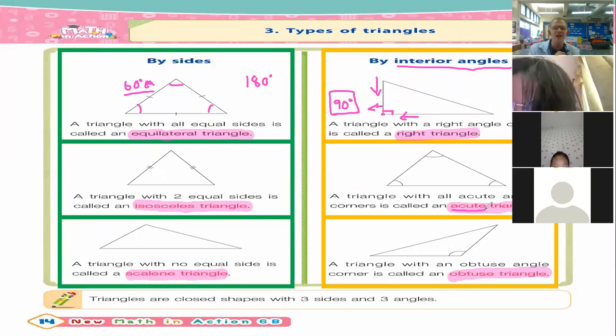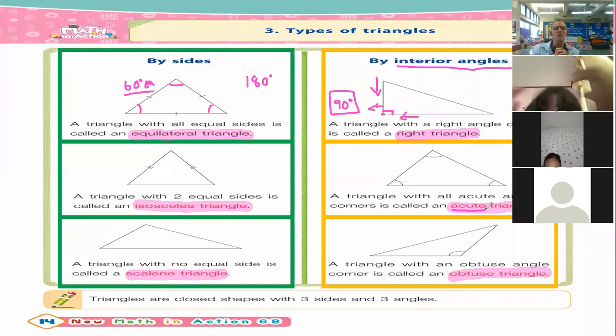Now, what does the word acute mean? Less than 180 degrees, or is it less than 90 degrees? Which one is it? Who remembers? Less than 90 degrees. Thank you, Bonus. Less than 90 degrees.